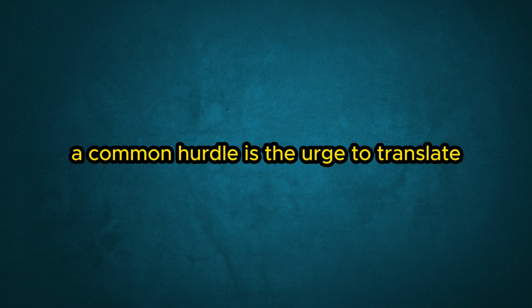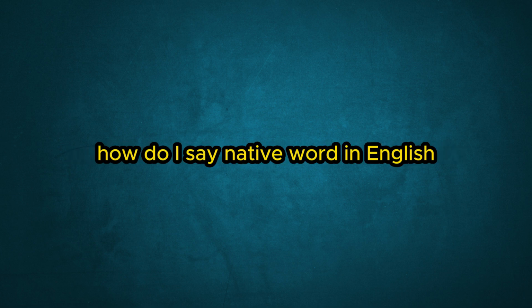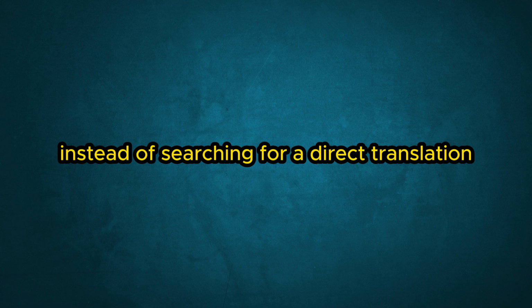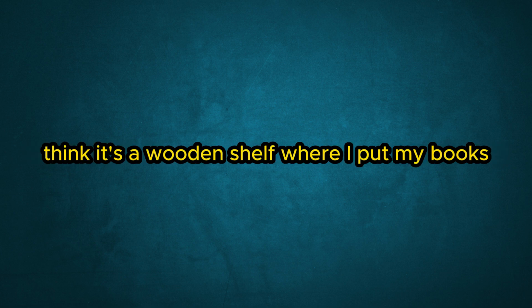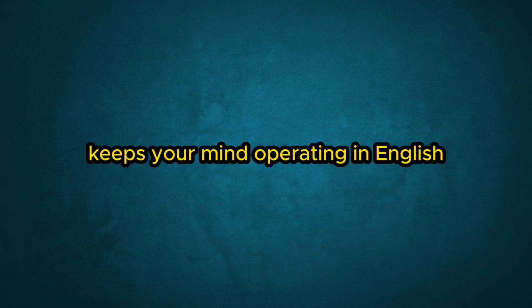A common hurdle is the urge to translate. When you catch yourself thinking, "How do I say native word in English?" Pause. Instead of searching for a direct translation, describe the idea. For example, if you don't know the word bookshelf, think, "It's a wooden shelf where I put my books." This technique, called circumlocution, keeps your mind operating in English and enhances problem-solving skills.